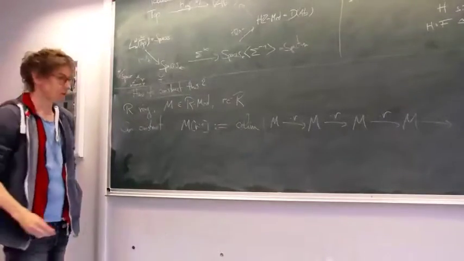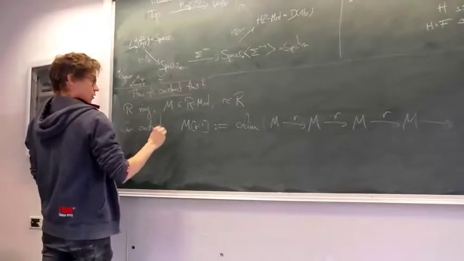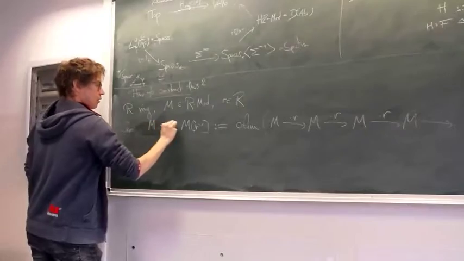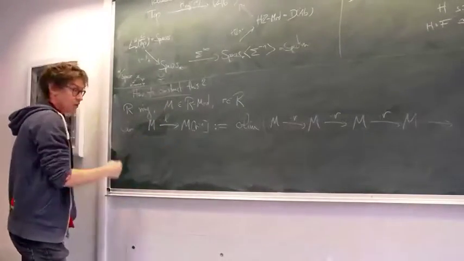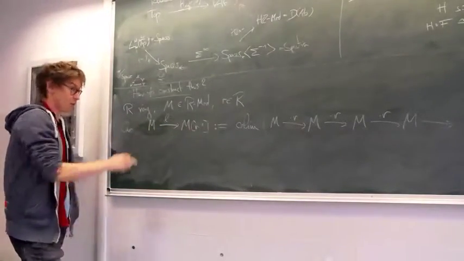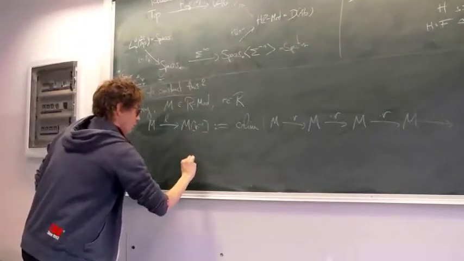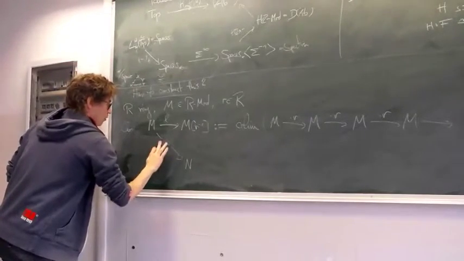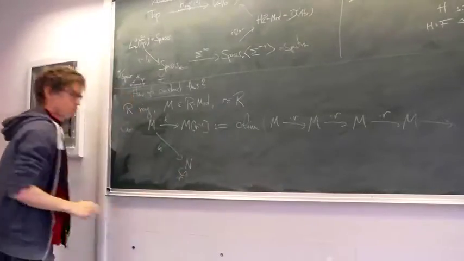So why is this the localization? Maybe we should check that it has the universal property. So the localization should be a map from our original module to this one, which is initial among those modules receiving a map from M and where R acts invertibly. So for all homomorphisms such that here multiplication with R is invertible.